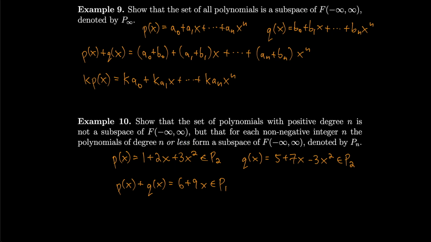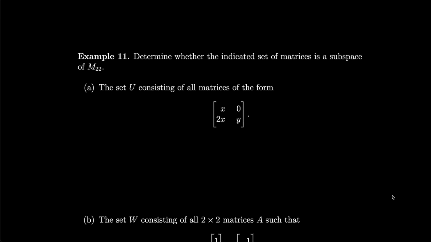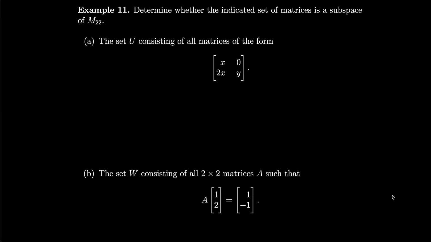So as a result, in order to make this thing a subspace, we have to include all of the lower degree polynomials also. So we need to make sure that we have degree n or less in order to get a subspace. If we only consider degree n, it will not be a subspace because we just won't have enough polynomials in there to make sure that we're closed under addition. Notice I didn't exactly show it for all of Pn in generality, but I think the example is good enough to convince you maybe. Let's now determine whether the indicated set of matrices is a subspace of M22.